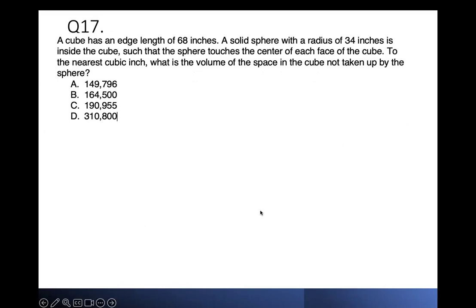The next question is also a word problem. It's a little bit of critical thinking, but you got it. A cube has an edge length of 68 inches. If you draw the cube, whichever way you want, it has an edge length of 68. Then there's a solid sphere with a radius of 34 inches inside, such that the sphere touches everywhere, covering every place of the faces of the cube.